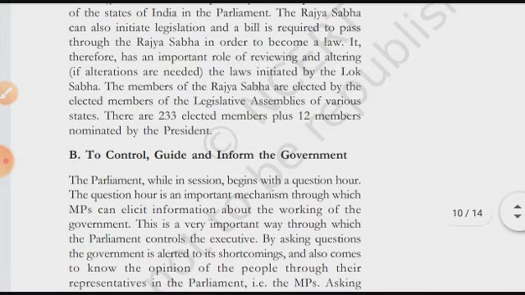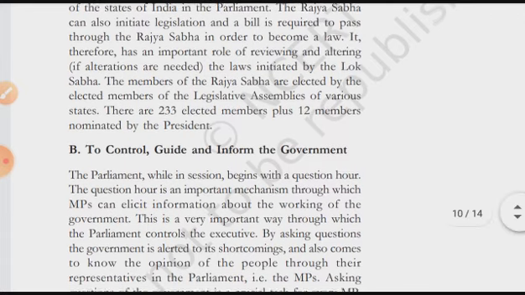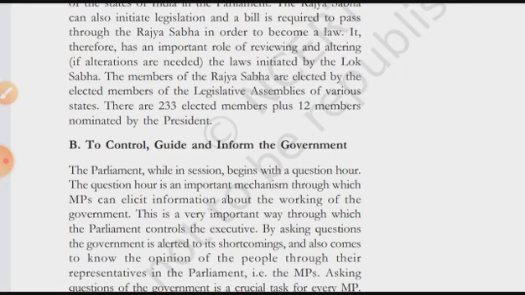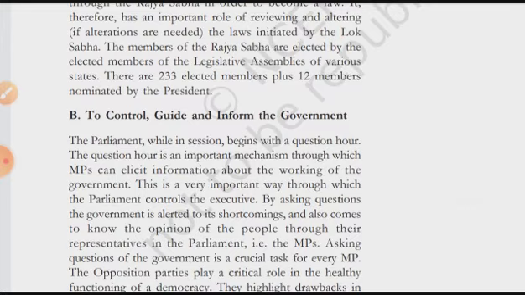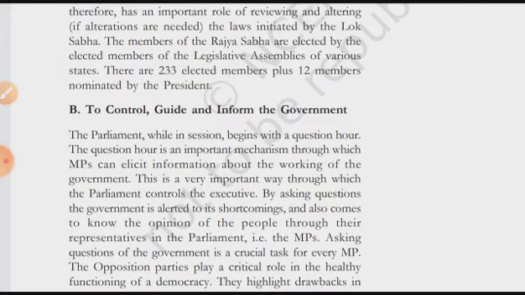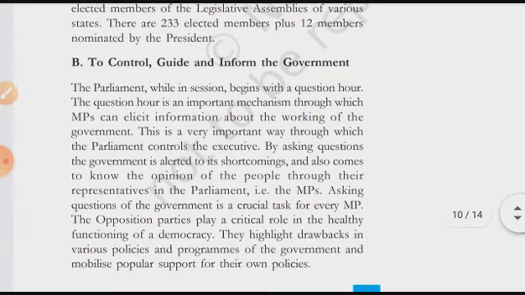The members of the Rajya Sabha are elected by the elected members of the legislative assemblies of various states. The legislative assemblies are formed at the state level. The members are known as MLAs, who are also elected by the people, that is, members of legislative assemblies. There are 233 elected members plus 12 members nominated by the president. Then the second function of the parliament is to control, guide and inform the government.